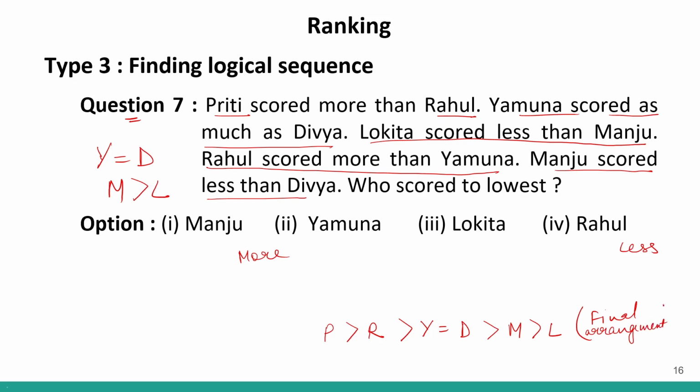Final arrangement. Okay? Now, we have to find out who scored the lowest. So who scored the lowest? Definitely Lokita scored the lowest. Who scored the lowest? Lokita scored the lowest. So my answer will be option number 3, Lokita.